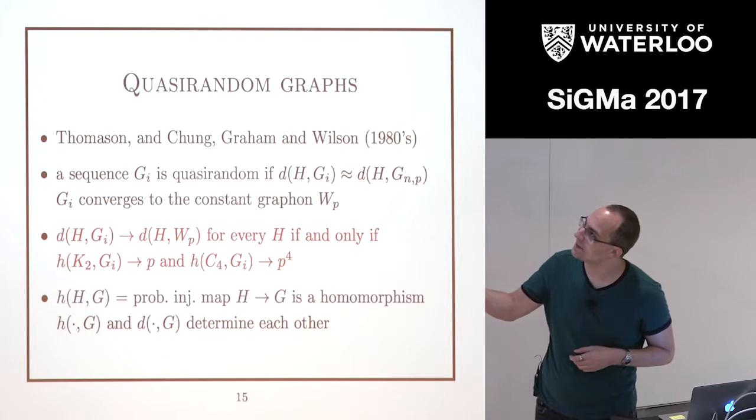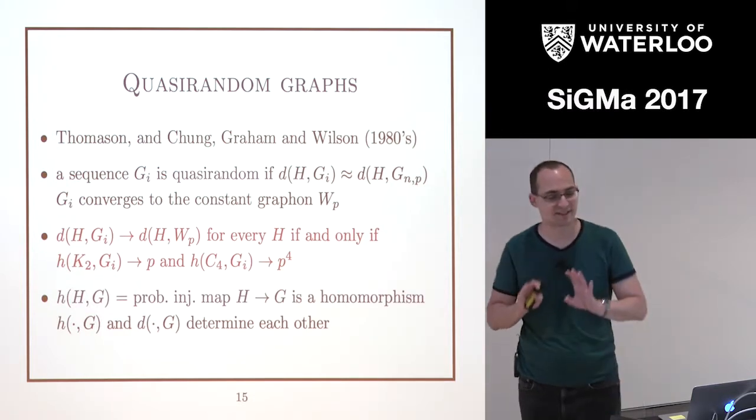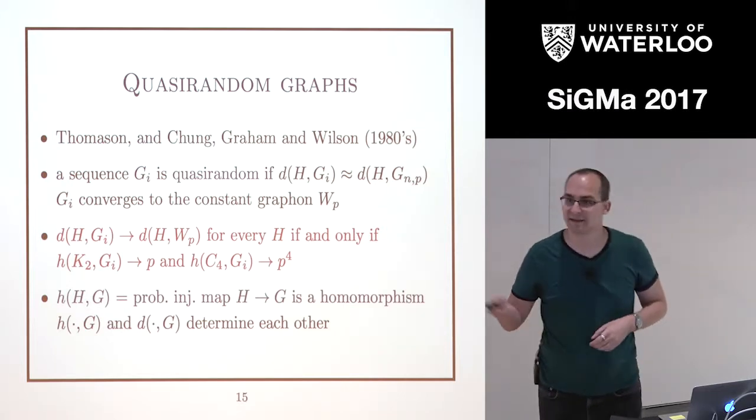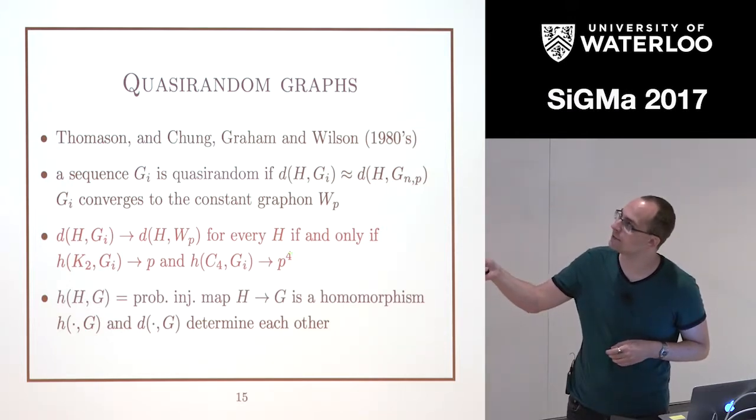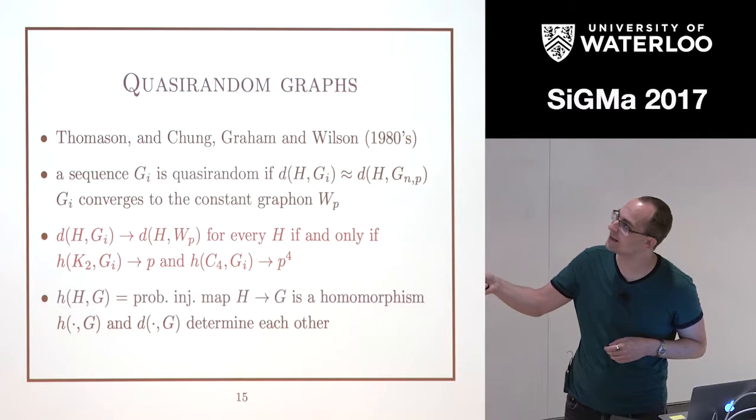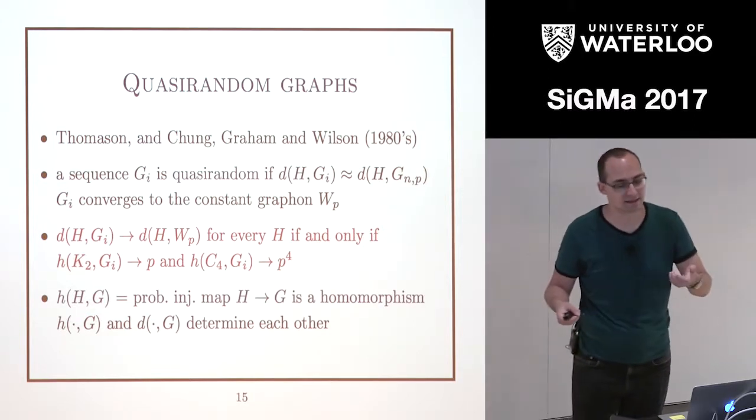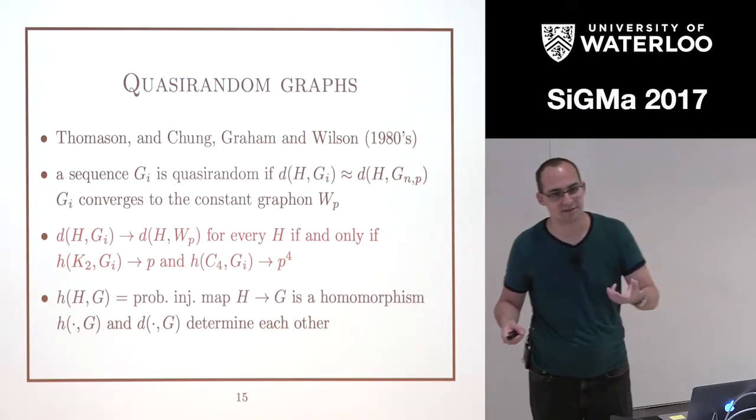and now you may notice I don't write here D, but I write here H, but let's think of it as D for a while. If the density of edges converges to p, and the density of C4s converges to p to the 4. The reason I switch from D to H is that what I want to write here actually is not the density of C4s, because I defined it as an induced density, but it's the density of non-induced C4s.